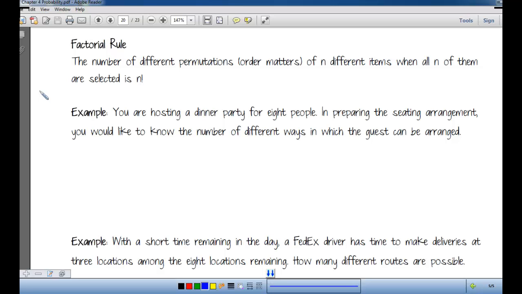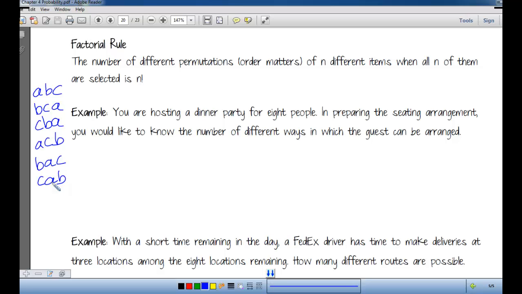When we talk about permutations, ABC is different from BCA, which is different from CBA, ACB, BAC, and CAB. 6 different permutations for those 3 objects. And in fact, we'll use our rule in just a second to show us that that's what we should have gotten. But the number of different permutations of n items when all of them are selected is n factorial. If I want to know how many ways I can arrange n objects, then it's n factorial.